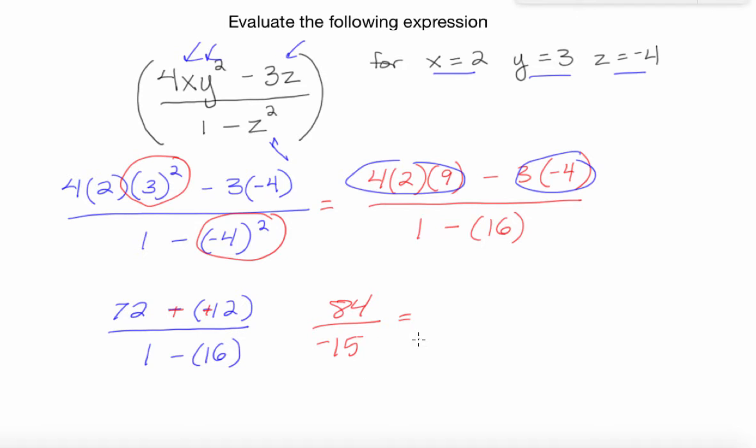15, right now it's an improper fraction. I don't like the top number being bigger. 15 goes into 84 5 times. Becomes -5. 5 times 15 is 75. 84 is 9 more than 75, so there's a remainder of 9. So we get -5 and 9/15. All right, that's what my expression simplifies down into.